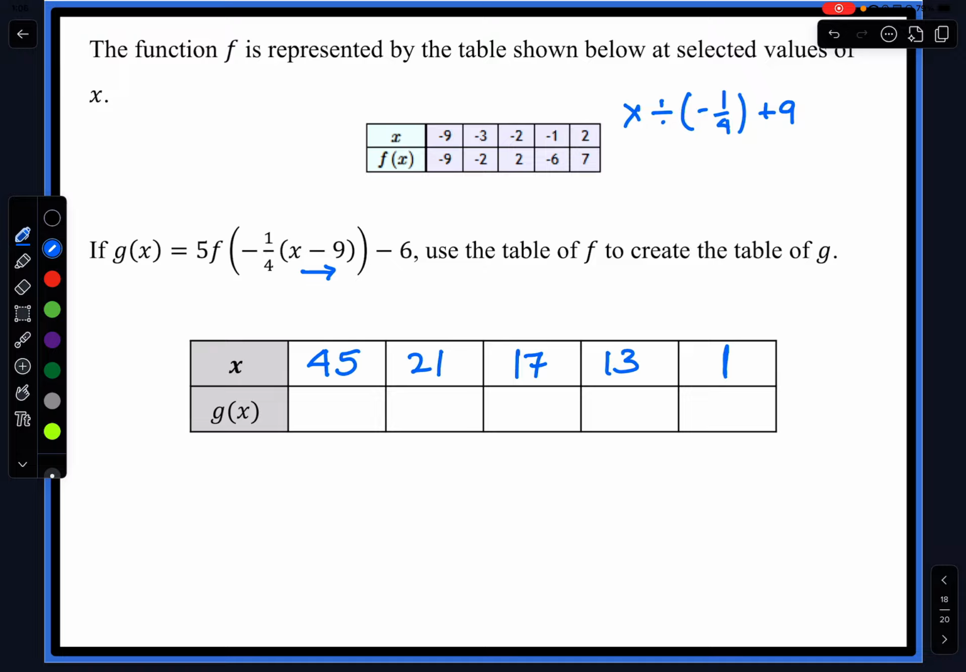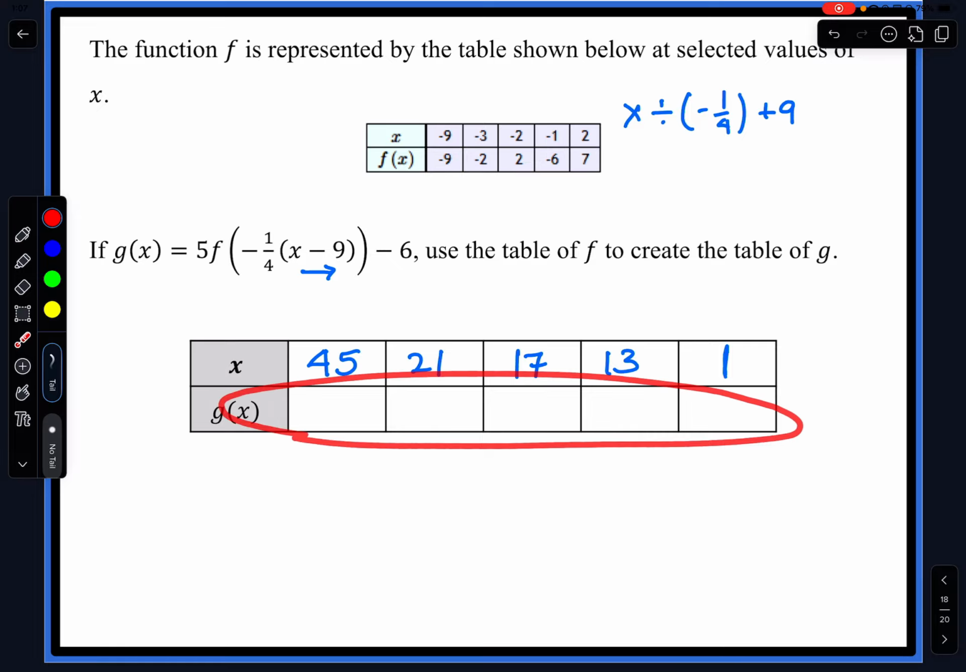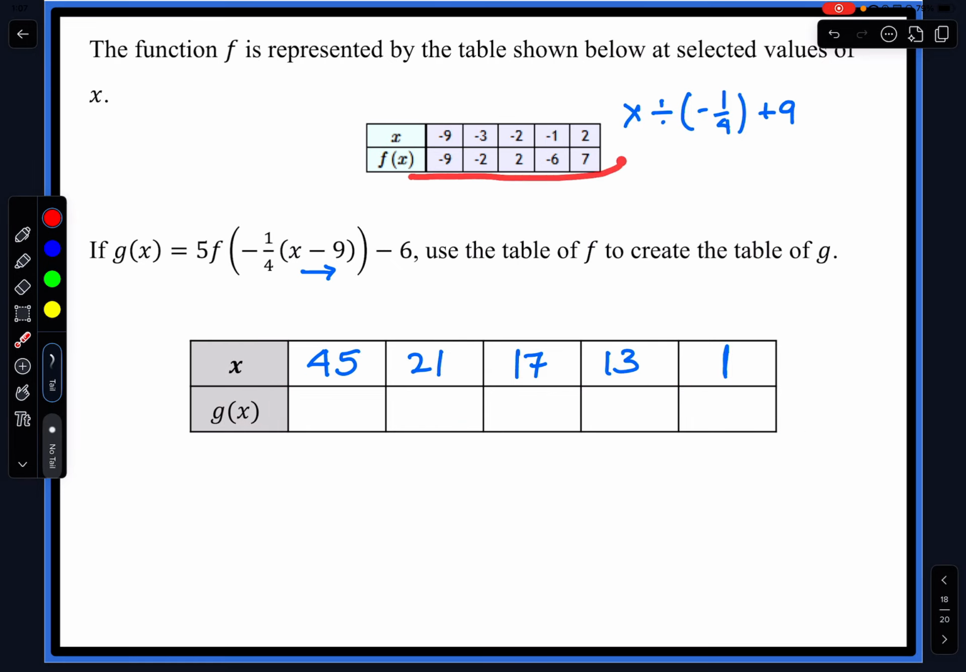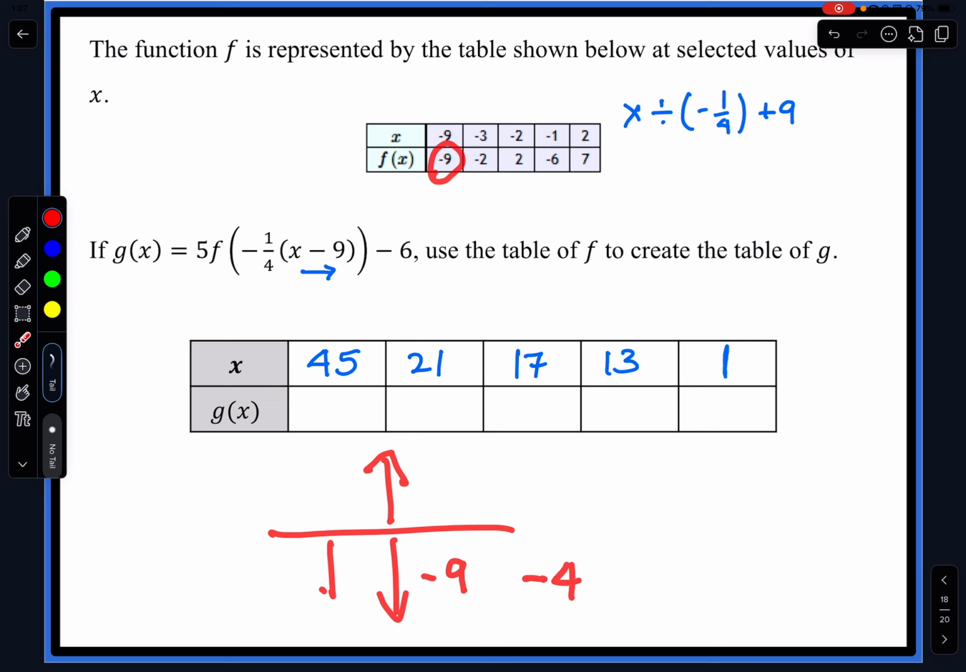Now, let's talk about the y values, the output values of g. Since the current output values of f are these values right here, we're going to transform those by doing a vertical dilation, making each one 5 times as far from the x-axis. So this point, instead of going down 9, is going to move 5 times as far. So it's going to go all the way down to negative 45.